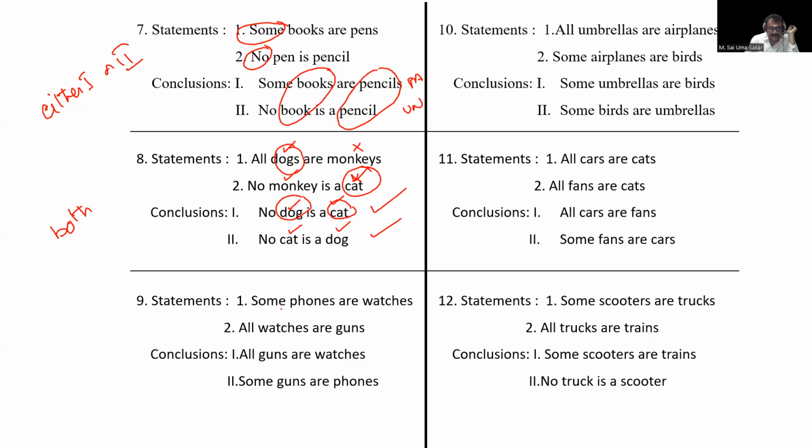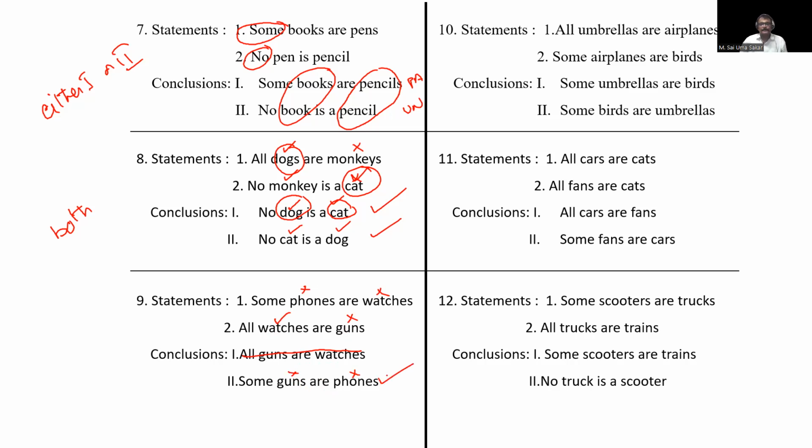Now come to the part of mediate inference. Here one of the statements is particular. The conclusion is also particular. Now we are looking for the second conclusion only. What is the middle term? Watches. It is distributed. Right. Now, watches does not exist in the second conclusion. Some guns are phones. So this is a valid conclusion.